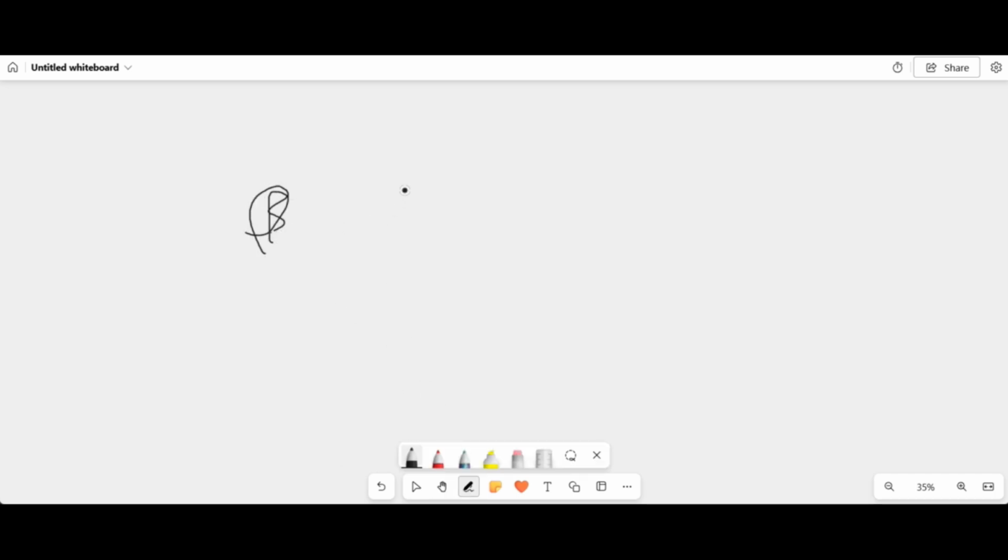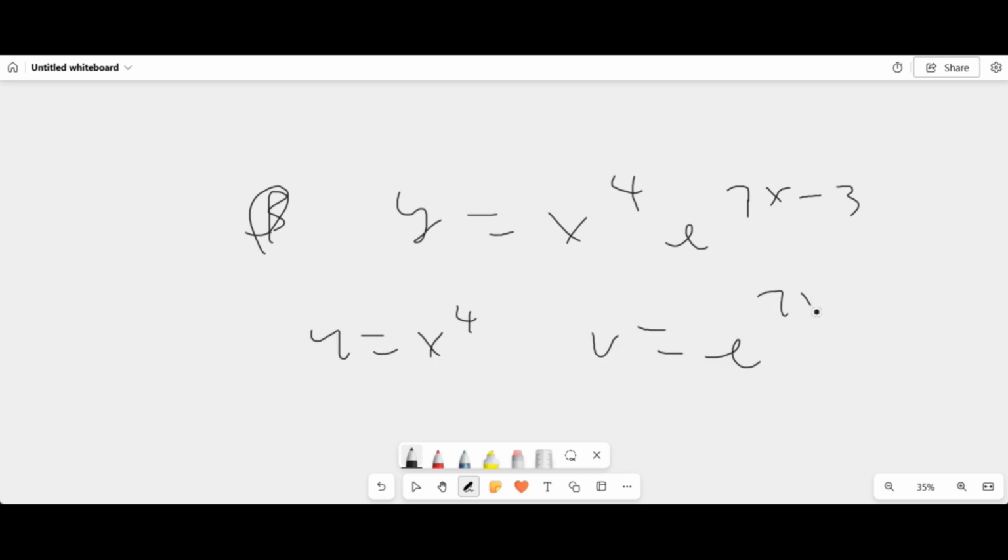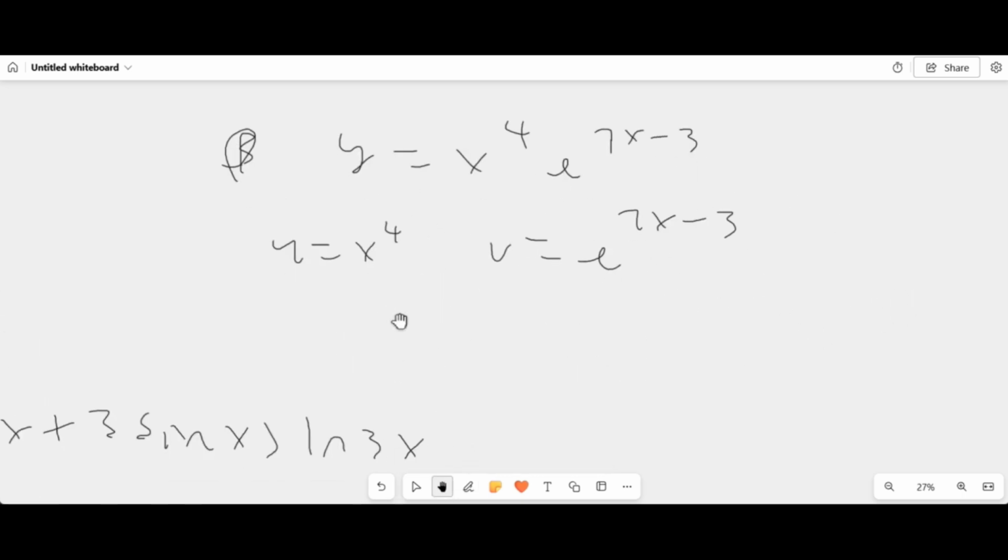Here we've got y is equal to x to the power 4, e to the power 7x minus 3. Differentiation here, that's going to be u is equal to the first thing, which is x to the power 4. v is going to be equal to e to the power 7x minus 3. Now du over dx is going to be equal to 4x cubed.